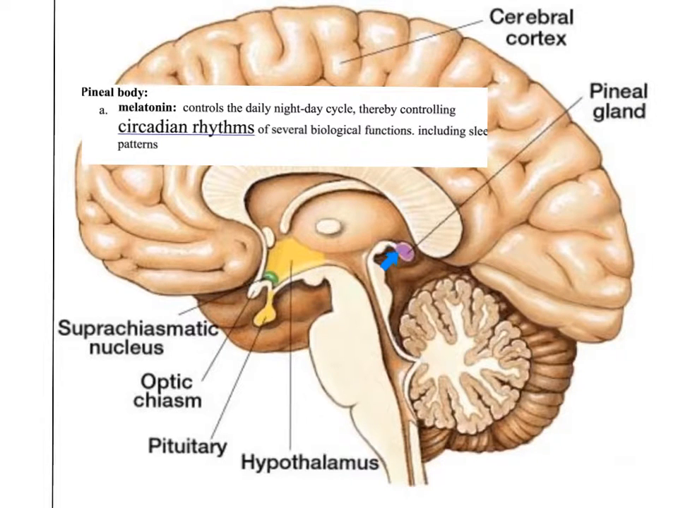The pineal gland is found in the center of the brain. Its function is mostly a mystery. However, it does secrete one hormone, melatonin, and this may be involved in circadian rhythms. Some individuals will take melatonin pills in order to help them sleep at night.